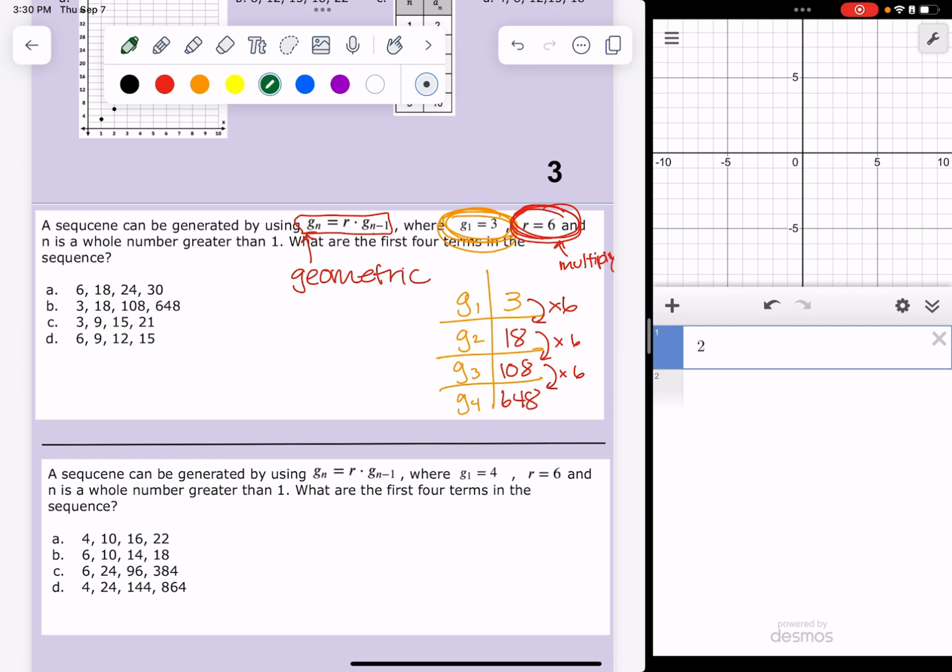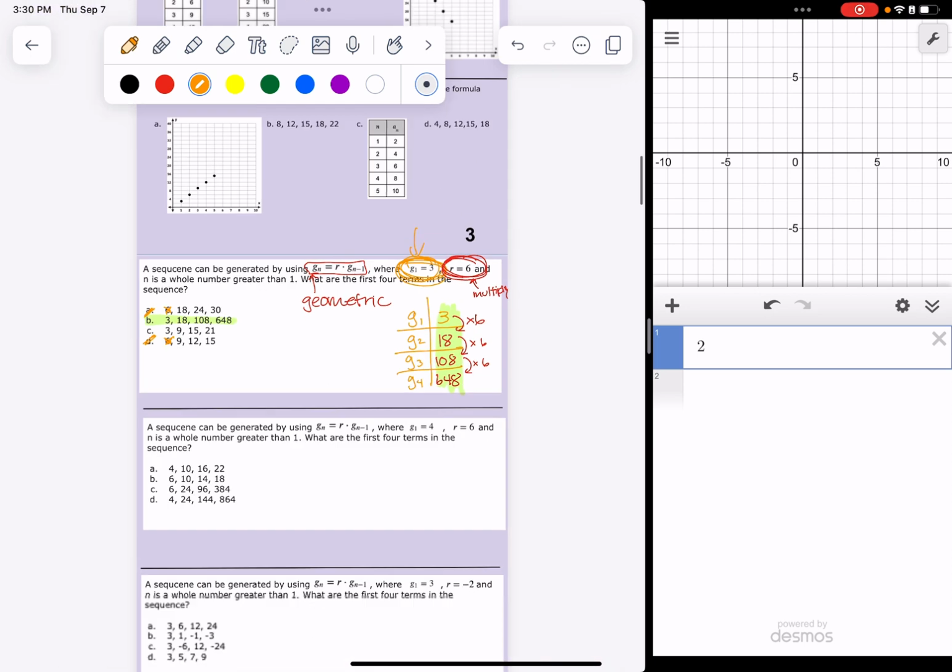So, again, we are looking for these numbers in our answer, and the best one to do is this one. What we could have also done, and a very good point, is G1 is 3. Any answer that does not start with 3 has to be eliminated. They cannot be the answer. So let's keep going.